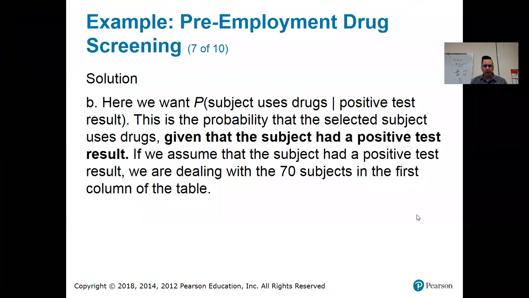All right, well, I think you're ready to try letter B. Remember, letter B is the probability that the subject uses drugs given that they had a positive test result. If you're watching the video, I'm going to ask you to pause the video and try that. And we'll compare notes whenever you're ready.